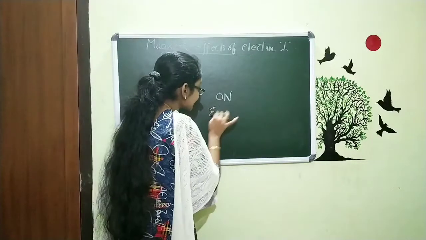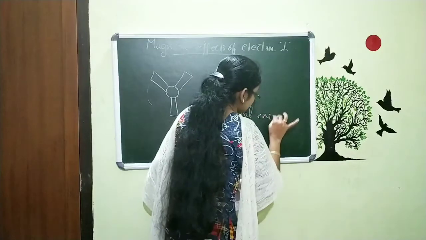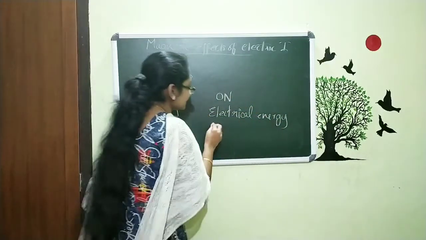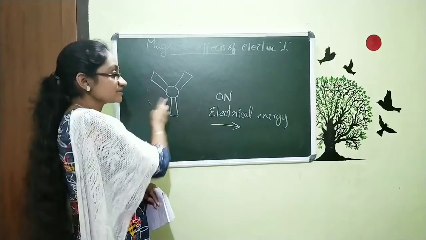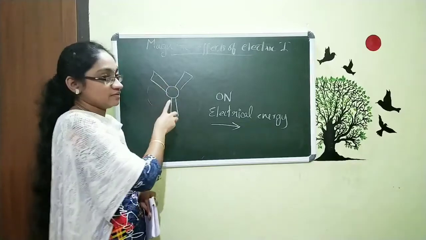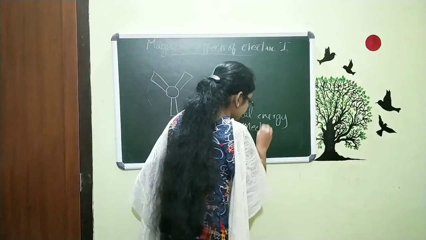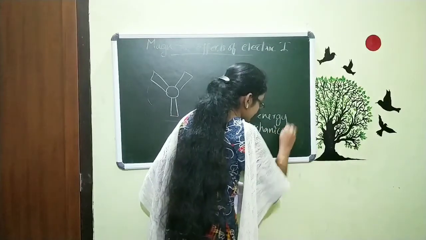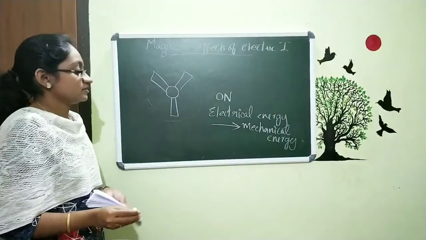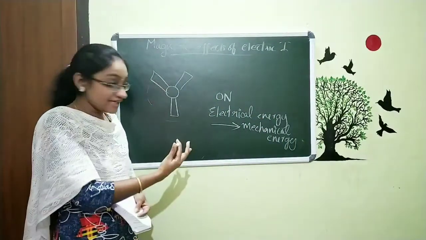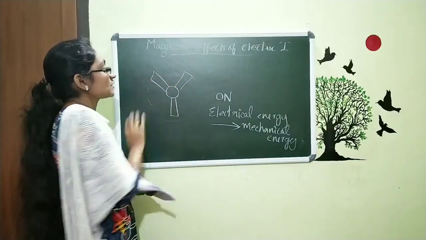The electrical energy is converting to what energy? Here the rotation happens. Rotation means mechanical energy. So here we are giving electrical energy and it converts to mechanical energy. That means it is rotating.